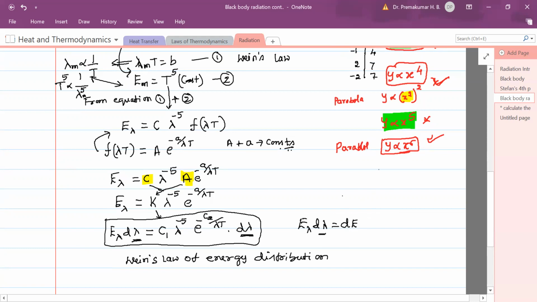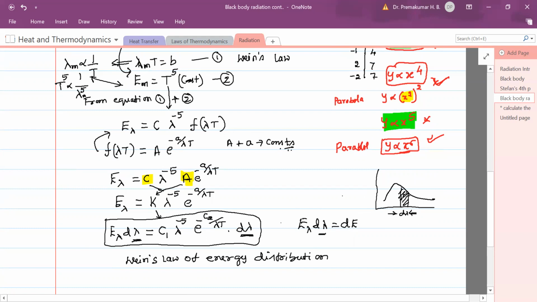Say, for example, you have a curve like this. In this portion, because it's a d lambda value, whatever energy is there is the complete energy distribution measured like that. Got it? For the entire curve, if you integrate this equation, you will get the total energy for the entire curve.